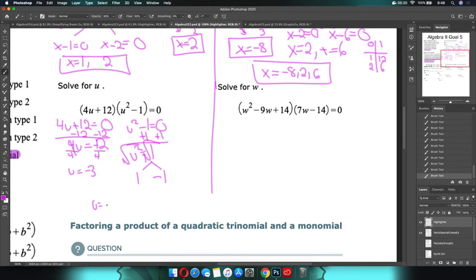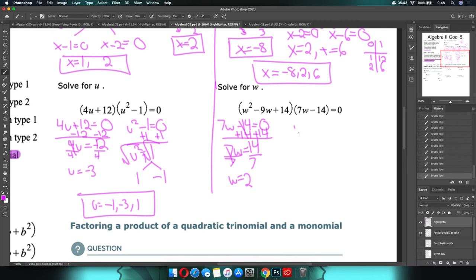Wow. So what do we have? We have negative 1, negative 3, and 1. And there's our list. Next up, this one's a little bit more traditional. So we'll do the easy one first. So 7w minus 14 equals 0, plus 14, plus 14. 7w equals 14, divide by 7, w equals 2. So that's one of them. Next up, w squared minus 9w plus 14 equals 0. I'm going to factor that out.